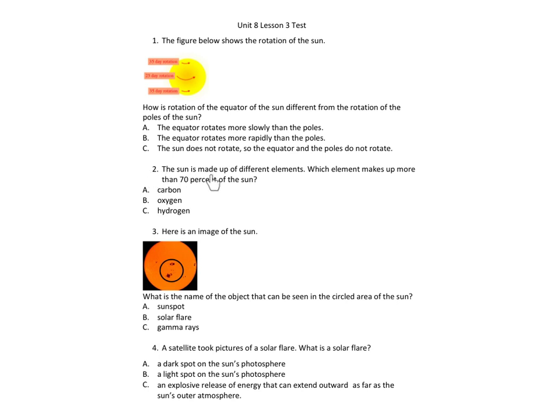Number 2. The Sun is made up of different elements. Which element makes up more than 70% of the Sun? A. Carbon, B. Oxygen, C. Hydrogen.